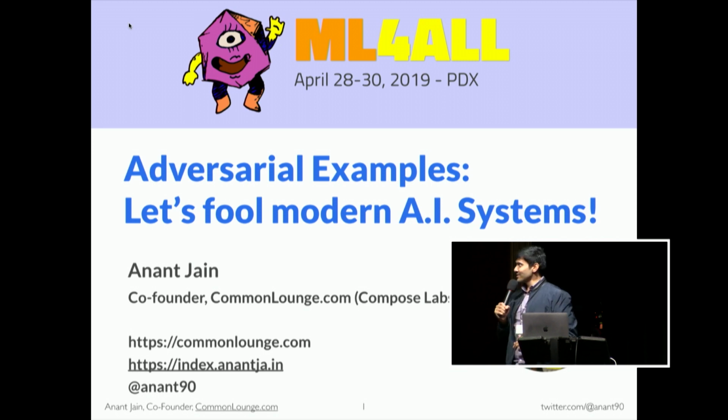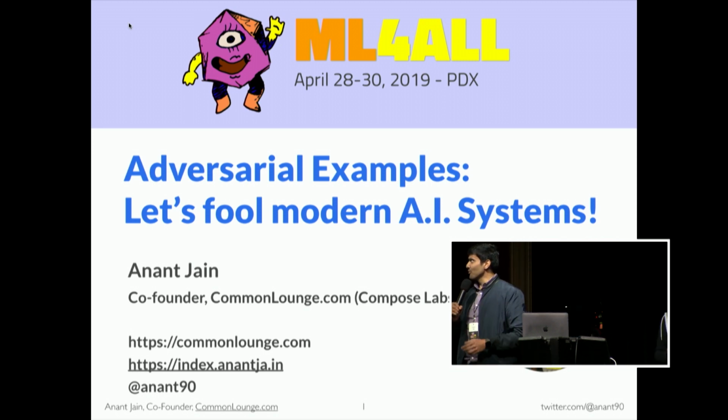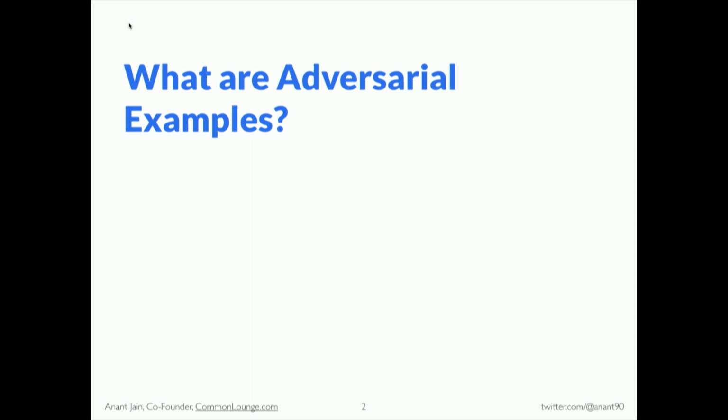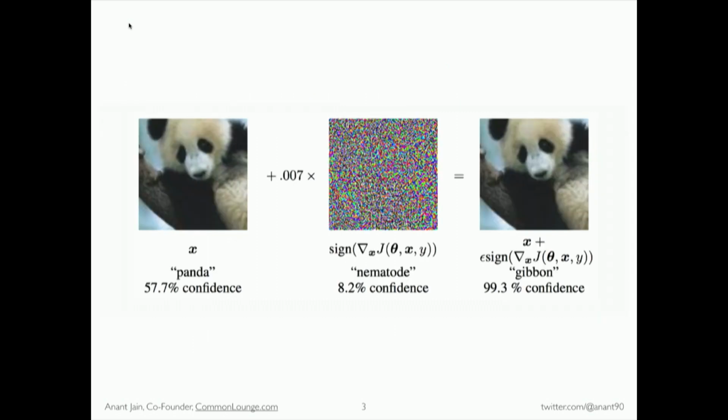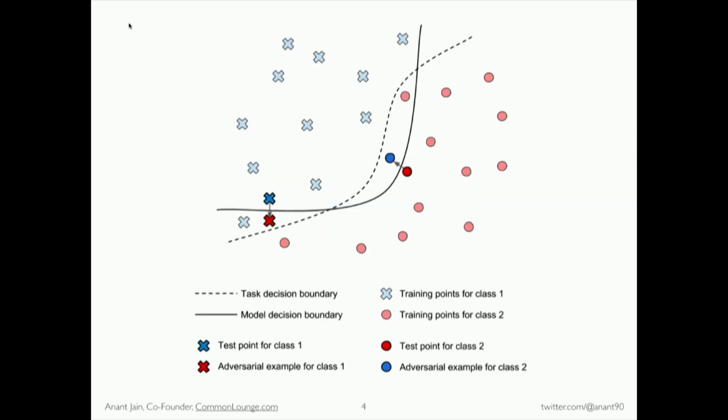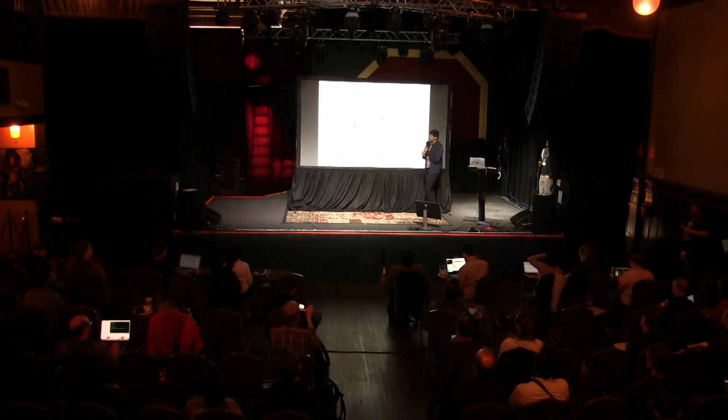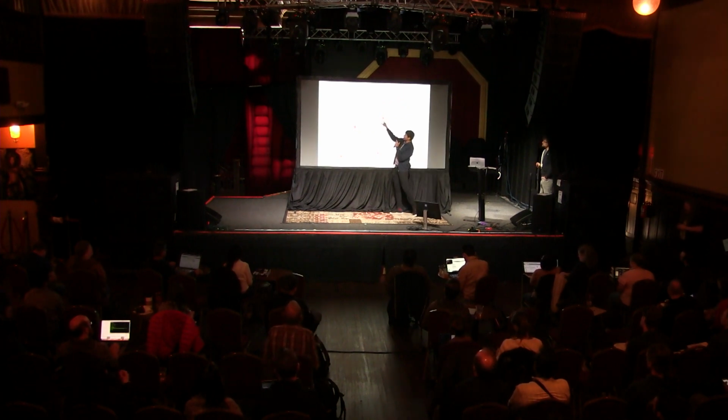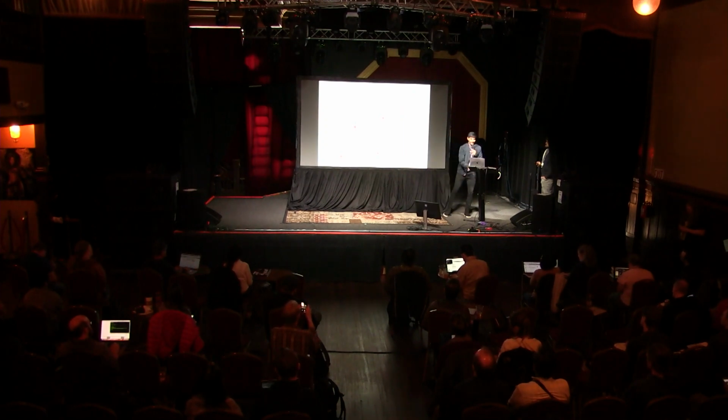So what are adversarial examples, and what do you mean by fooling modern AI systems? Very quickly, you probably are, or maybe not, familiar with how neural networks are trained. Ultimately you have some sort of data and two classes, and what you're trying to do is find some sort of boundary between the data, and this is the boundary that we are trying to learn. What we try to do with adversarial examples to trick the neural networks is push one data point to the other side by adding a little bit of noise to it. So let's see what I mean by that.